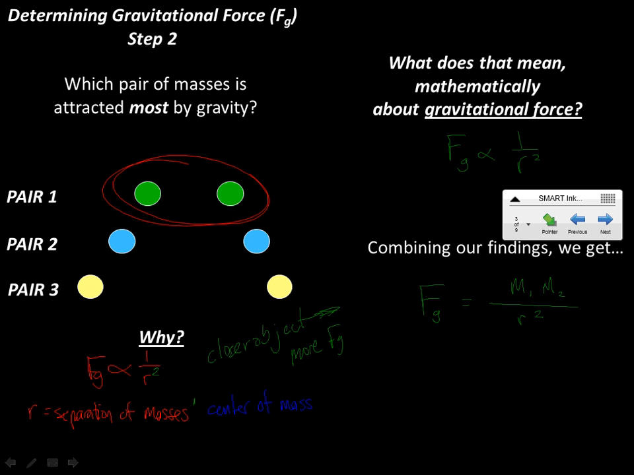There's a problem with this, though. One of them is that F is measured in newtons, right? So here's a newton. And so far over here we have mass times mass, which would be kilograms times kilograms. And R is in meters, so that would be meters squared in the bottom. And as you know, a newton is not a kilogram squared per meter squared. That's one problem. The units don't work out if this is our formula.